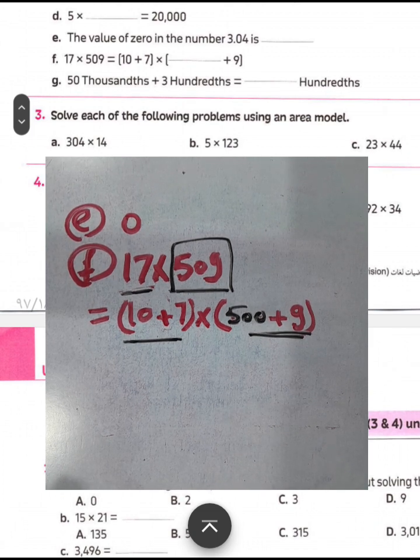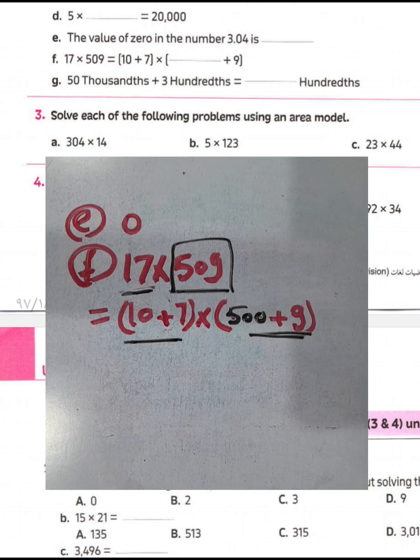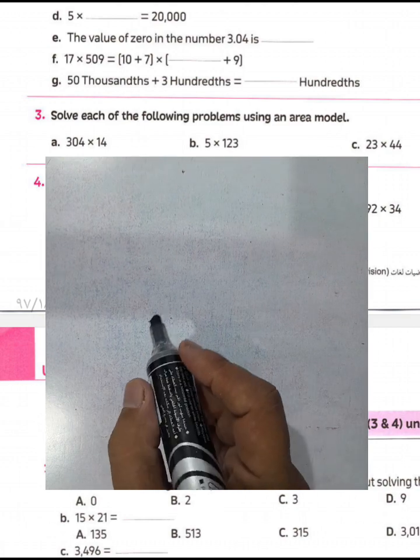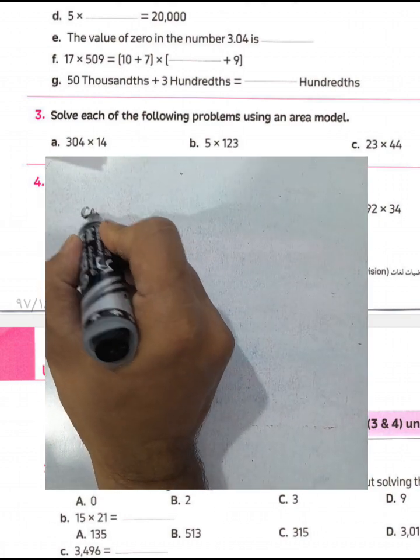Question number 3. Solve each of the following problems using an area model. We can use an area model to find the result here: 304 times 14. We want to find the result by using an area model. Look at here with me.